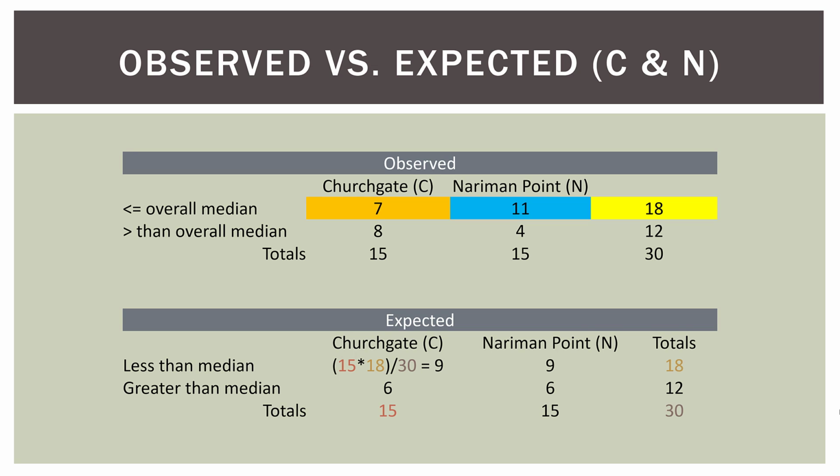So if we go down here to the bottom in Churchgate for less than or equal to the median, what we do is we take the column total of 15, multiply that by the row total of 18, and we take that product and divide by the overall count of 30. So 15 times 18 divided by 30 equals 9. And then we do that for all 4 cells of this table. That is how we find our expected values.